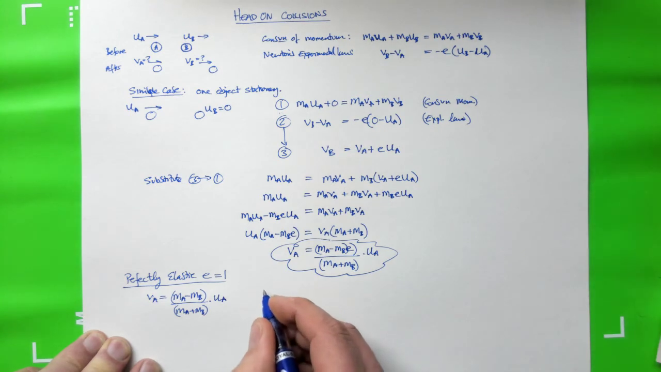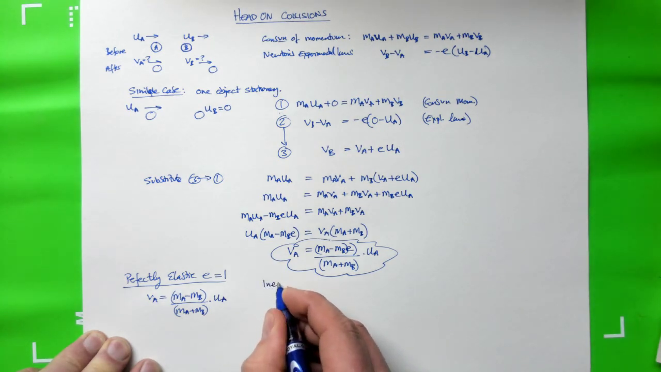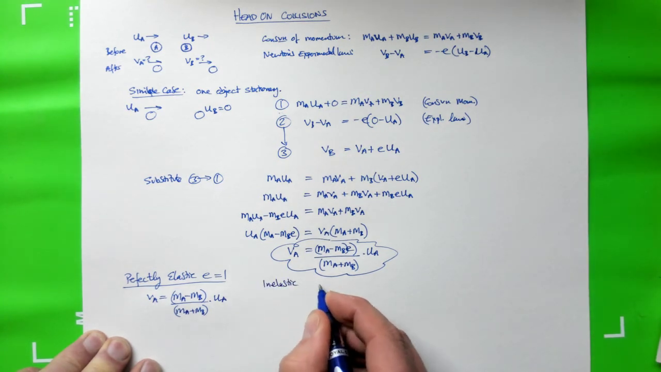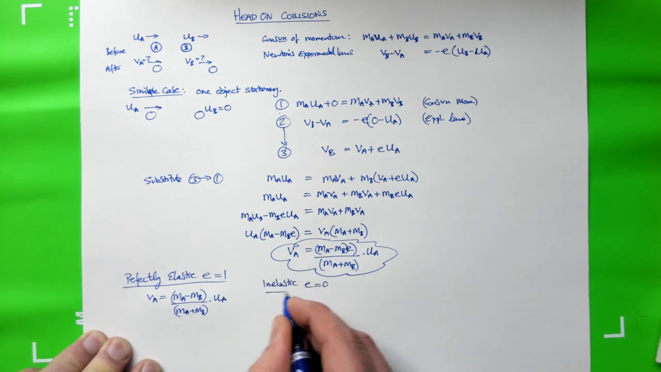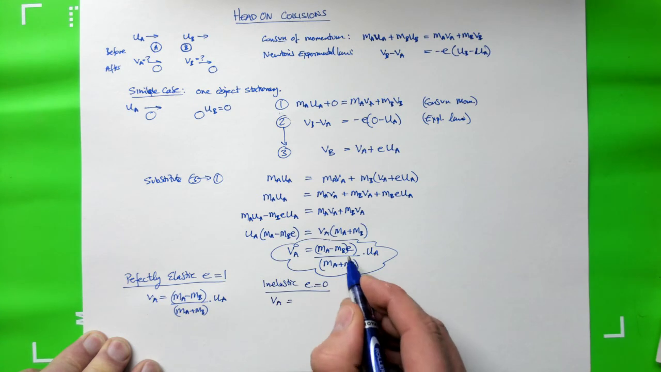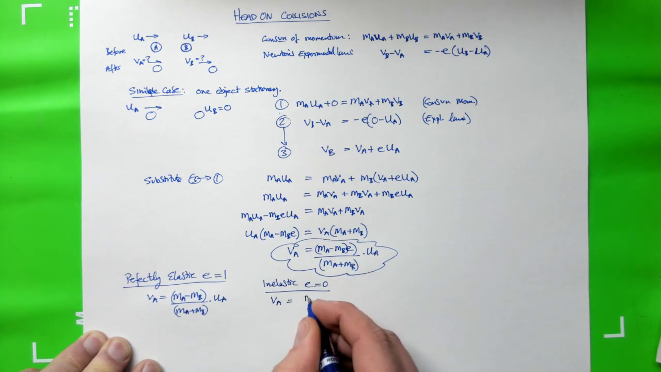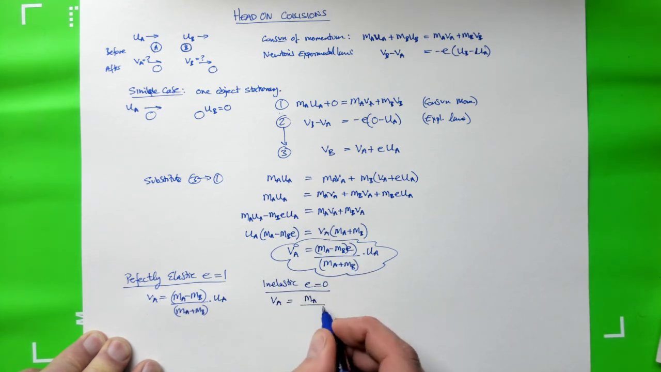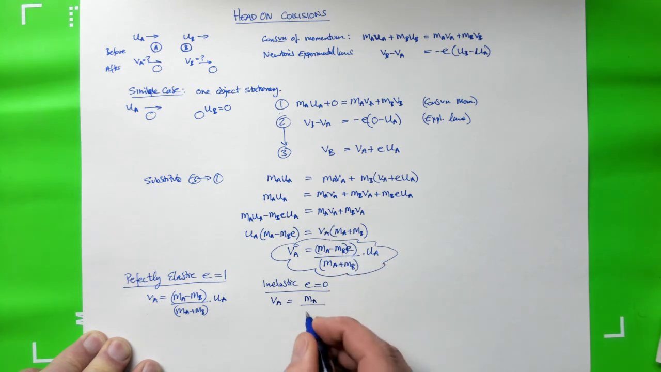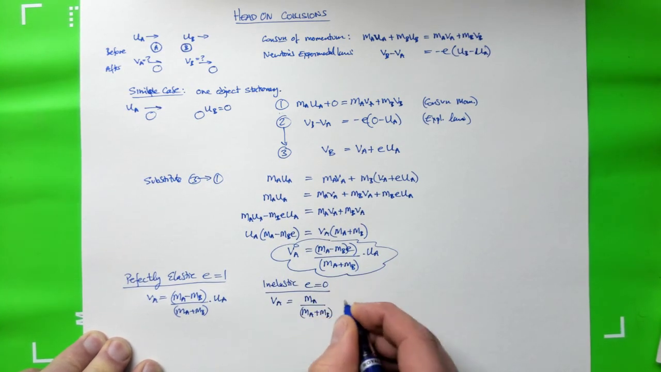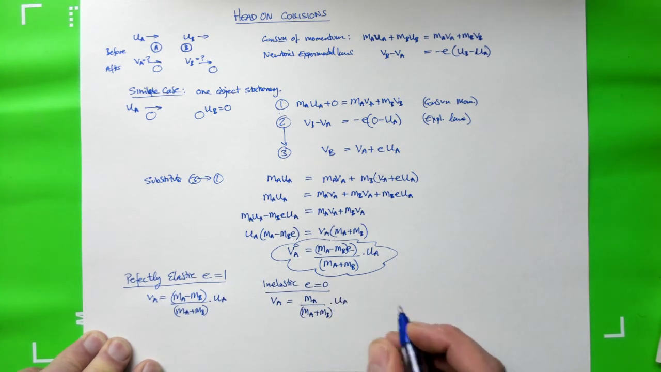Now let's look at an inelastic collision. Inelastic means that E equals 0. So now we have VA, E is 0, so what do we end up with on the top? We end up with just MA, because 0 times MB is 0. MA plus MB times UA.